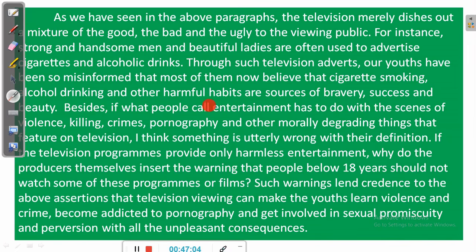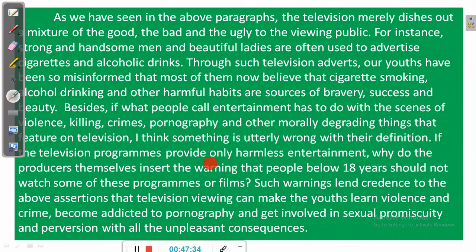Besides, if what people call entertainment has to do with the scenes of violence, killing, crimes, pornography, and other morally degrading things that feature on our television, I think something is utterly wrong with their definition. See how we can demolish our opponent's argument and make their viewpoints diminish, all right?